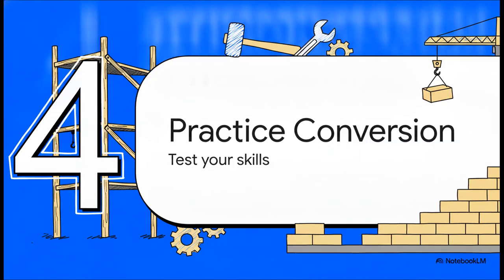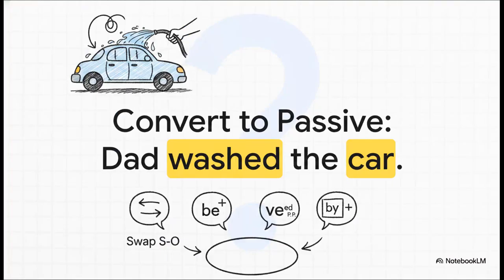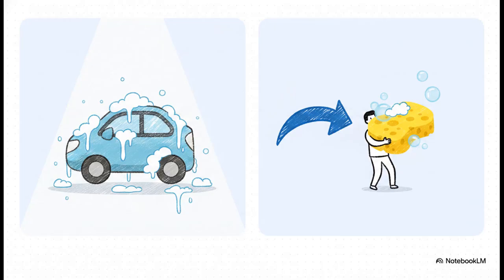Section 4. Practice sentence conversion. Now, what's really fun is we're going to step onto the construction site and actually build some sentences using the rules we just learned. Here is your first challenge. I want you to convert this active sentence into a passive one. Dad washed the car. Go ahead, pause this explainer for a second if you need to, and use those 4 steps. Swap the subject and object, add your be verb, change to V3, and add "by." What do you get? Okay, let's see how you did.